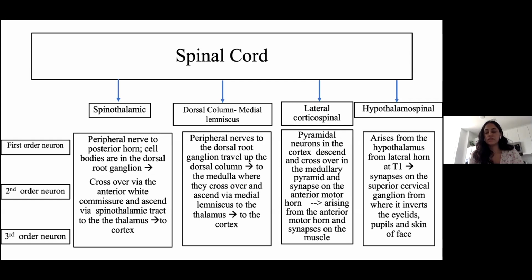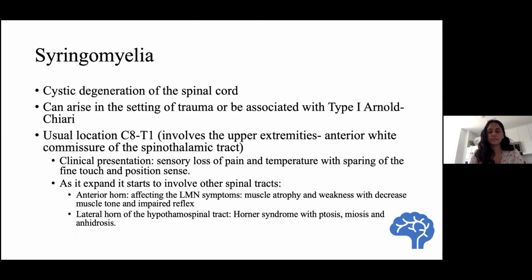A descending tract to keep in mind is the lateral corticospinal tract. So you have the pyramidal neurons in the cortex which descend and cross over within the medulla, the pyramids there, and then they synapse onto the anterior motor horns, and those axons then go and synapse onto the muscle itself. So keeping these tracts in mind is really going to help us understand the pathology that we're going to cover next.